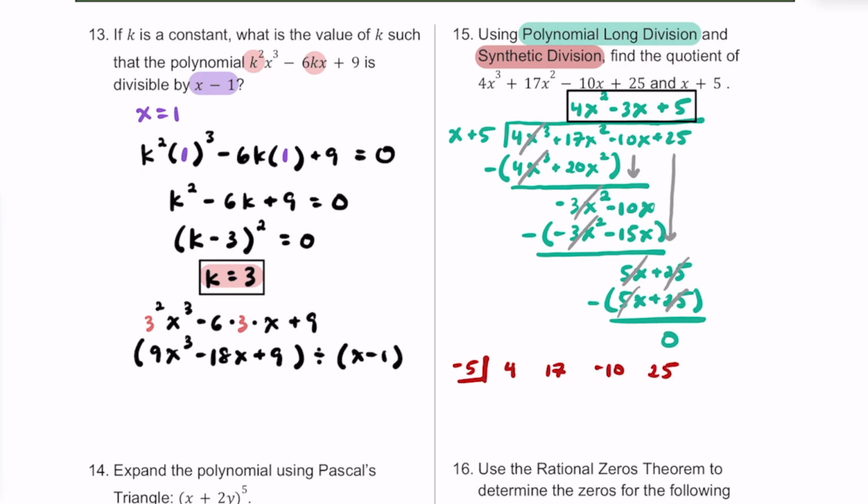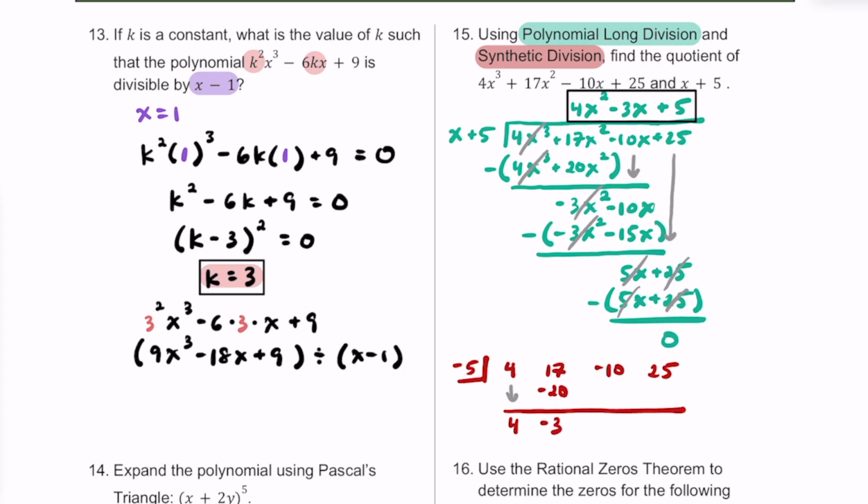Okay. Now I'm going to draw a line here just to stay organized. The first thing we're going to do here is just bring the 4 straight down, and then we're going to multiply this negative 5 times 4. That's going to be negative 20. Okay. And then if we add this 17 and negative 20, or just 17 minus 20, we're always going to subtract here. It's going to be negative 3.